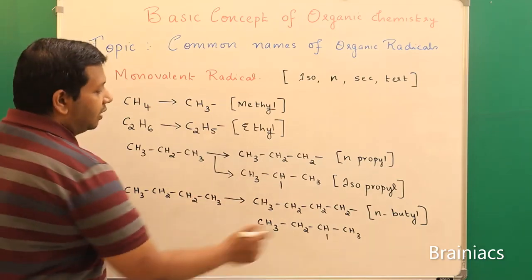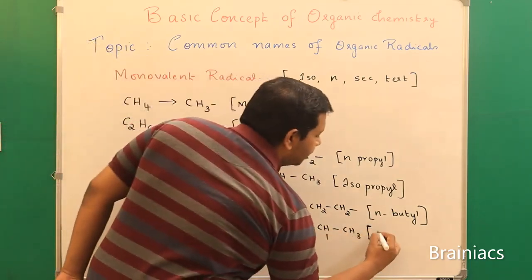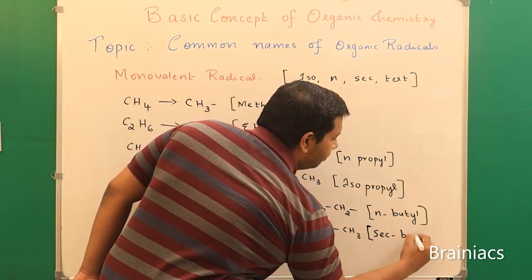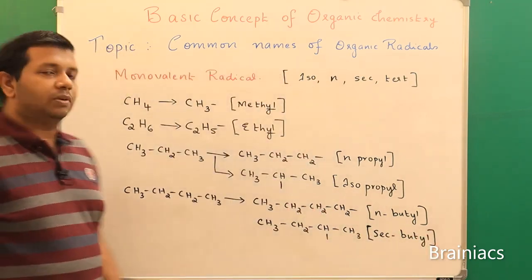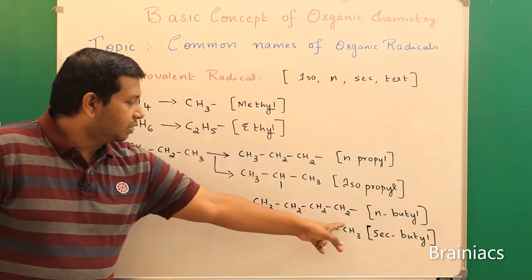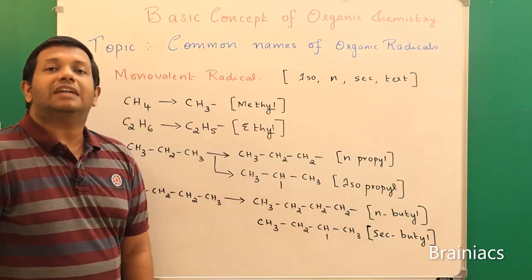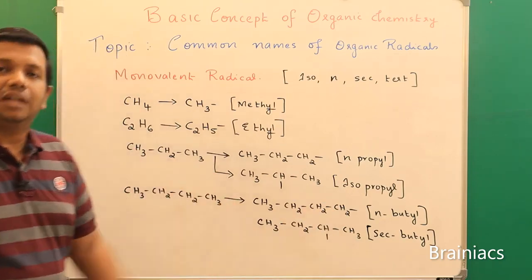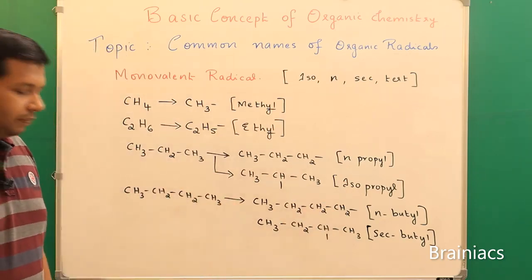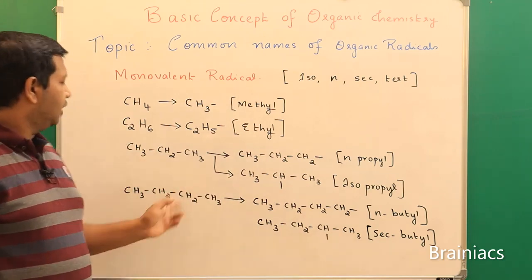This is called secondary butyl. Why is it called secondary butyl? Because this carbon atom is connected to two other carbon atoms, so that carbon atom is a 2-degree carbon. That's why we say it is secondary butyl. Understood? Now we will try to see the next example.